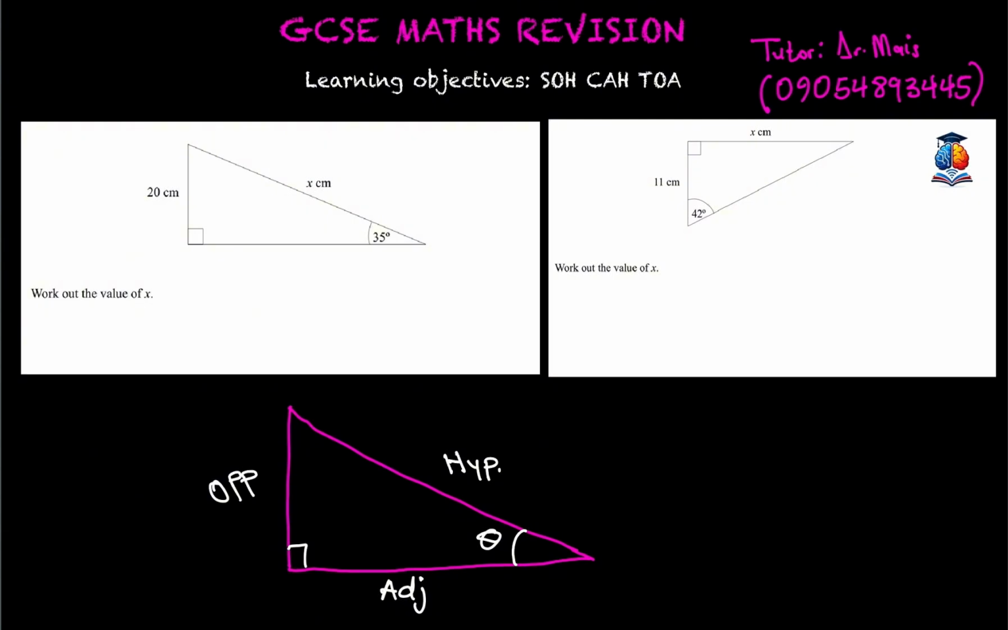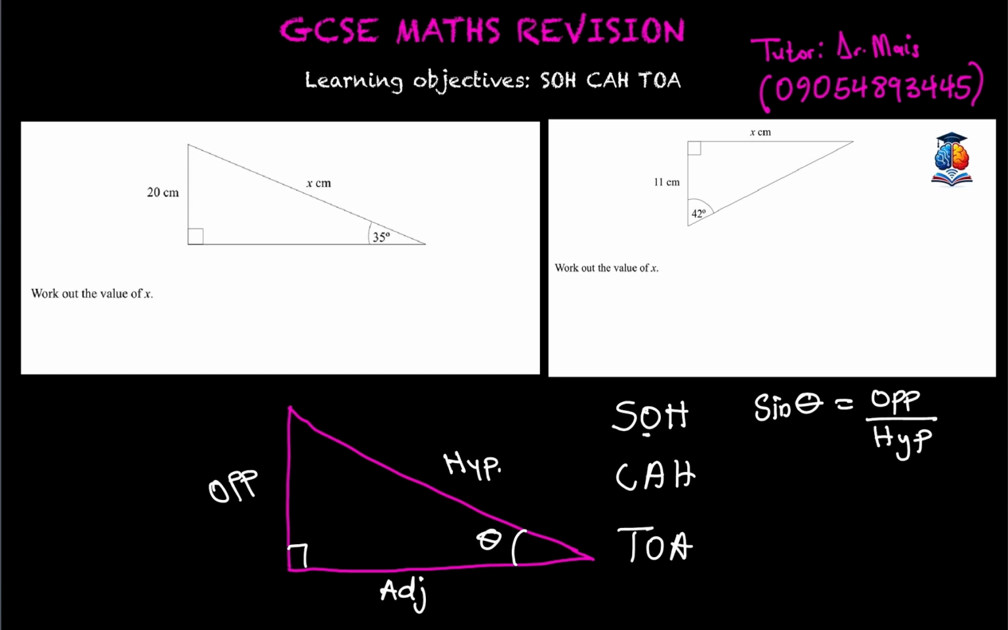What does Sohcahtoa mean? Sohcahtoa means: this SOH means sine theta, where theta is the angle given in the triangle, equals the opposite. So this O means opposite, all over the hypotenuse. Then CAH means cos theta, equals A, which means the adjacent, all over the hypotenuse.